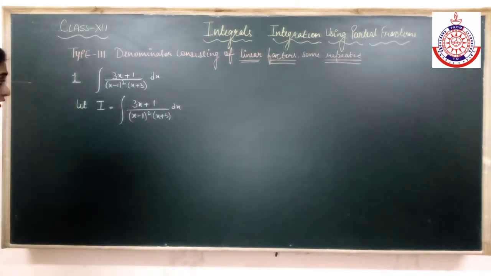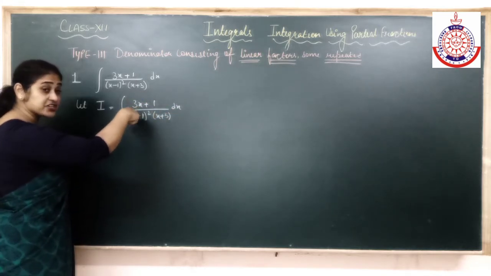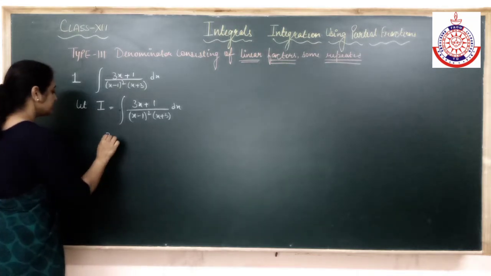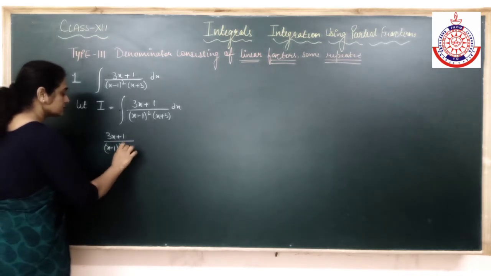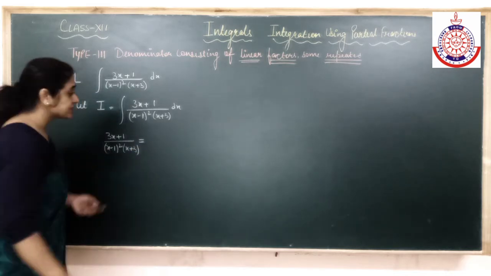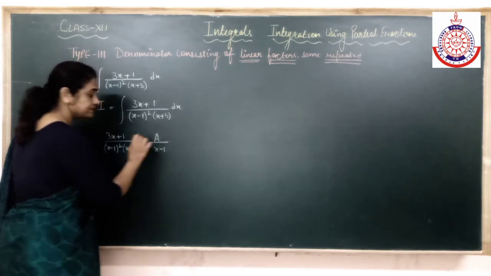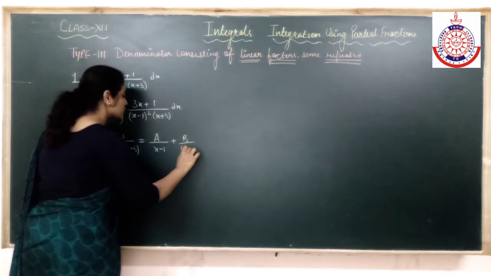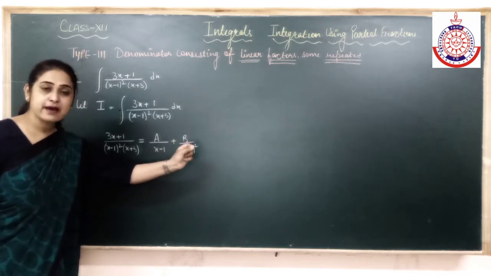Now what do we need to do? This rational fraction has to be converted into partial fractions. So what is the rule? X minus 1 is repeated. Recall: A upon X minus 1, B upon X minus 1 whole square. Had it been cube, we would have done C upon X minus 1 whole cube.